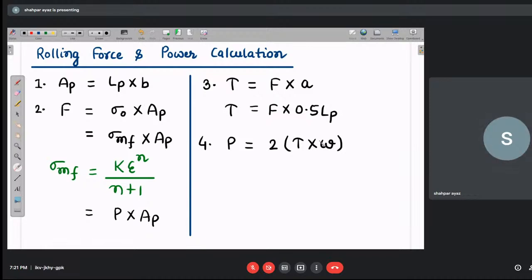Clear, guys? Remember all the steps, each and every step. Now I'm going to give you one big problem. By doing that problem, all your doubts are going to be cleared in a single problem. Clear? See the problem here on your computer screen.